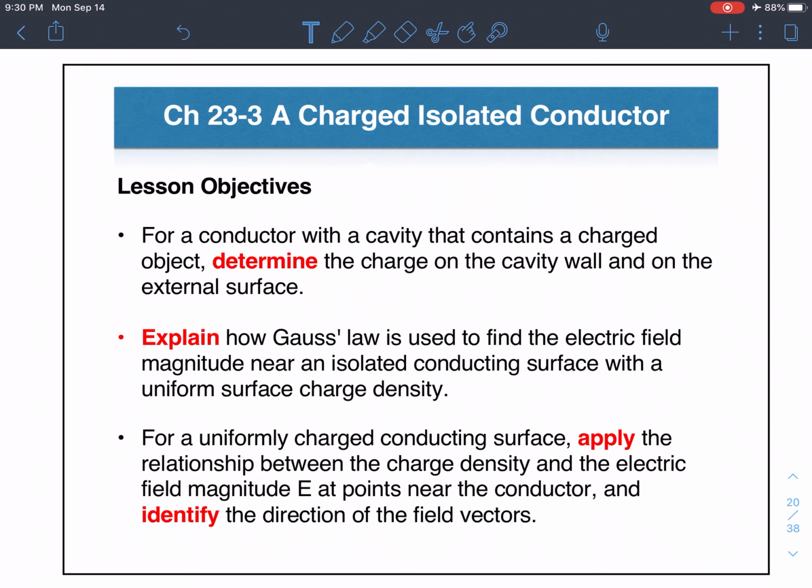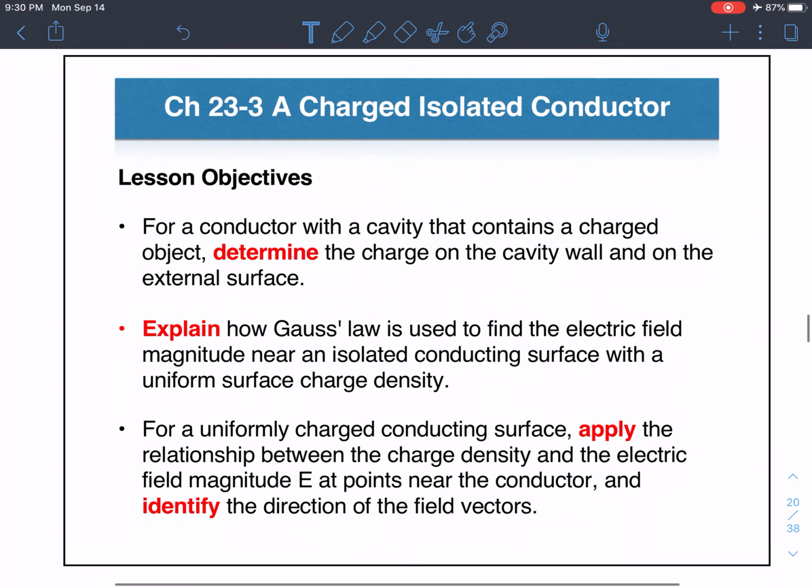Okay, so the next set of lesson objectives are: for a conductor with a cavity that contains a charged object, determine the charge on the cavity wall and on the external surface. As I mentioned before, now we are putting another charge in the cavity. And we'll explain how Gauss law is used to find the electric field magnitude near an isolated conducting surface with a uniform surface charge density. And for a uniformly charged conducting surface, apply the relationship between the charge density and the electric field magnitude E at points near the conductor and identify the direction of the field vectors.